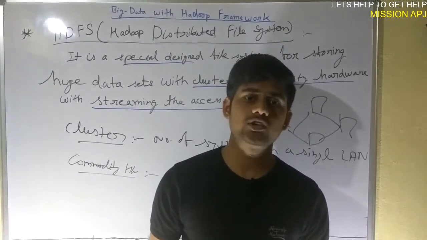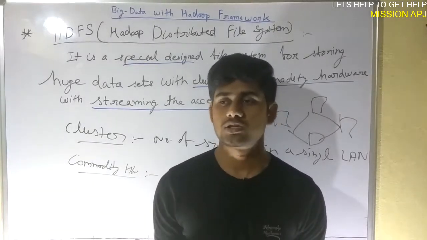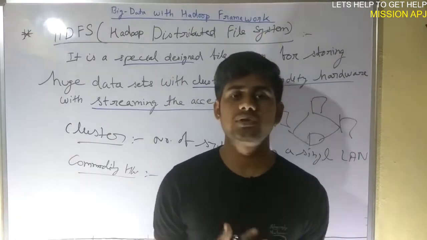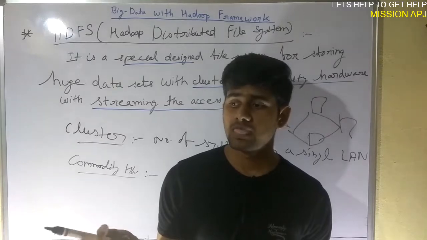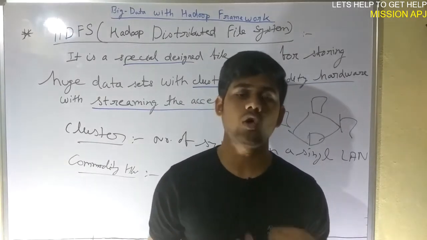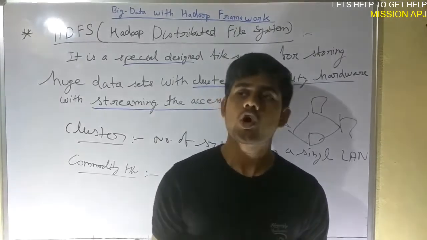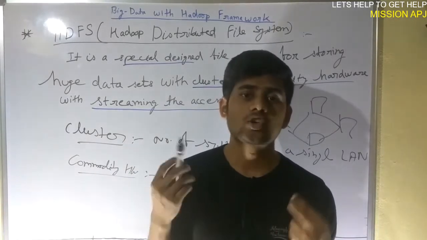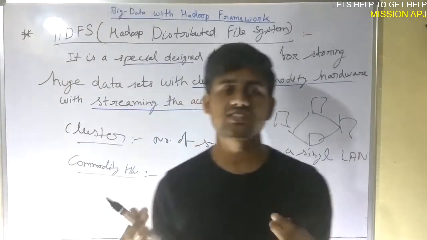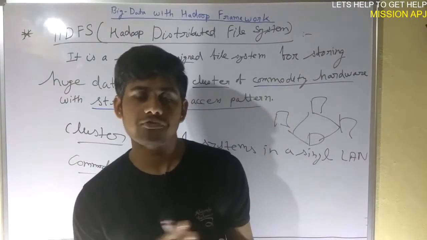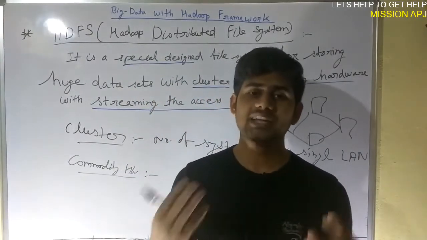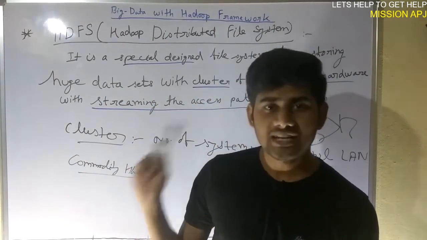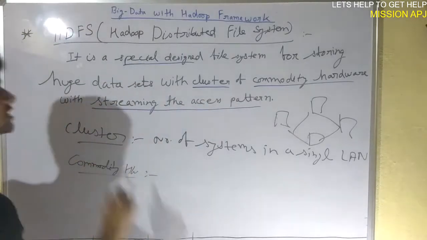Suppose you are storing just 30 GB of simple, normal data and paying lots of money for that. Then instead of that, we could use our own hard disk for storing it. So what is done in Hadoop is that the systems in which we store the data are commodity hardware, that is, cheap hardware, but arranged in such a way that hardware failure or anything else will not cause data loss. Your data will always be safe and secure. That's why it is cheap but reliable. That is the meaning of commodity hardware.